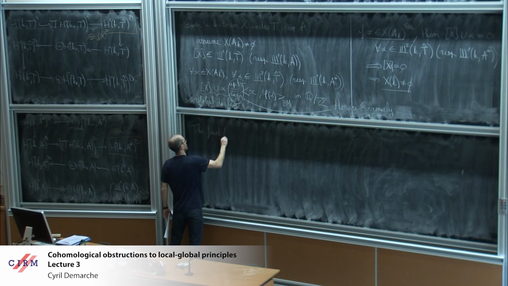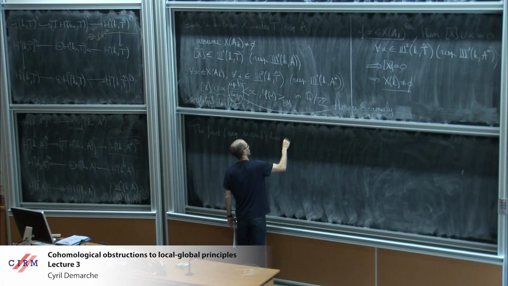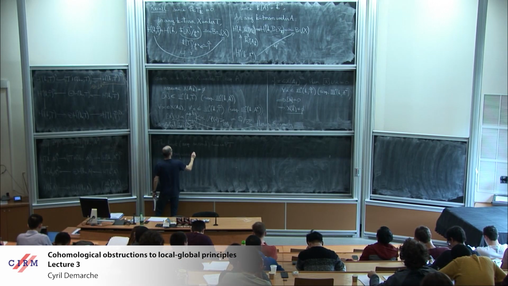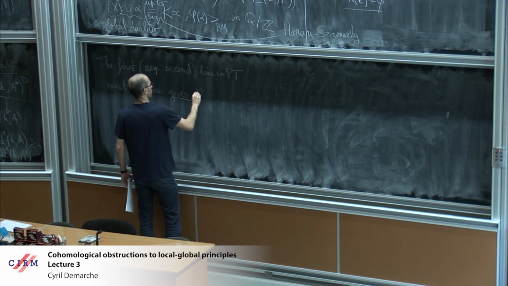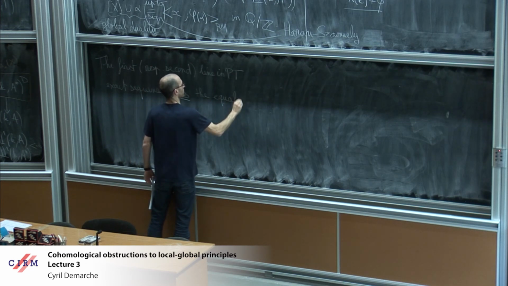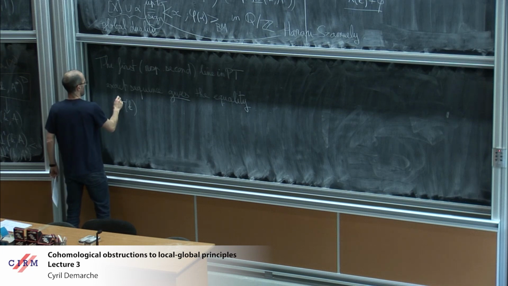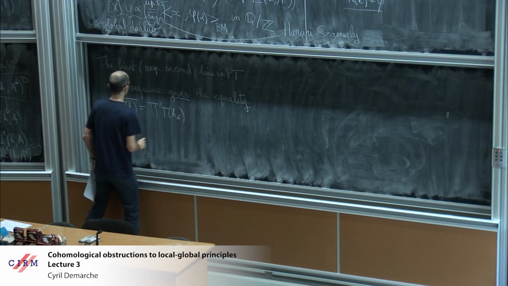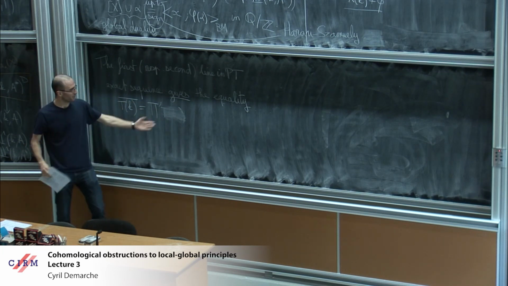So the first or second line in the Poitou-Tate exact sequence gives, and this requires some extra work, the equality: T(K) bar, the closure of rational points into... you have to modify the adelic points at the infinite places.